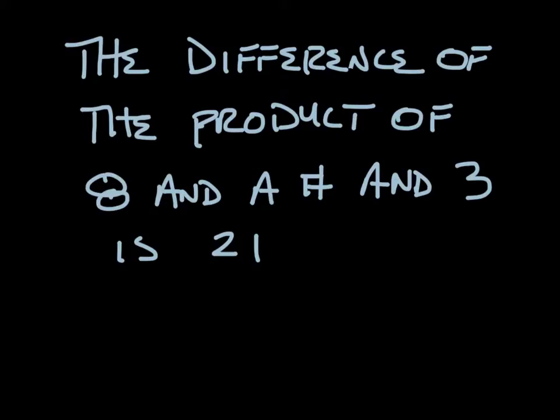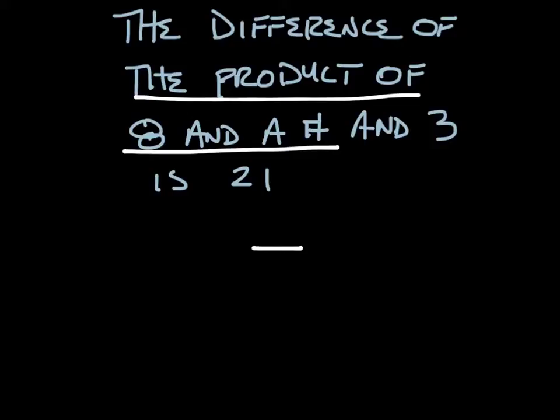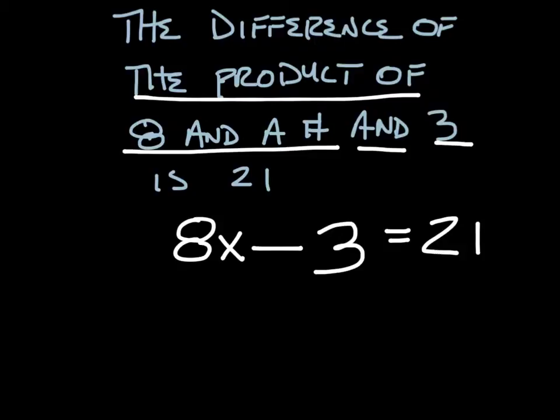The difference of the product. So when it says difference, what should I do? I should subtract. So here's my minus sign. The difference of the product of 8 and a number. How do I represent the product of 8 and a number? 8x is right. And 3. Where does that go? Right, 3 goes here. Is 21 means what? Equals 21. What do I need to do first to solve this equation?